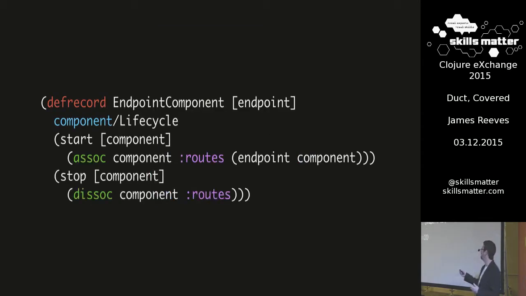So this is an endpoint component. It's pretty much exactly how it's in Duct. When we start the component, we just run the endpoint function, passing it the component itself. And components are just maps, right? They're just records that implement a protocol. So the component itself is the configuration. And then we associate the handler return from endpoints to roots. And when we stop the component, we just dissociate it. Okay, so pretty simple. We can pretty easily promote an endpoint function into a component.